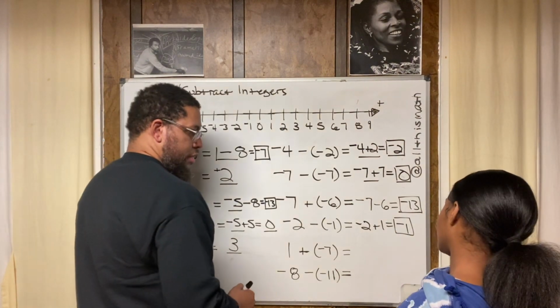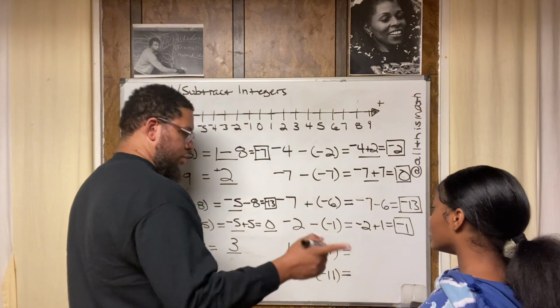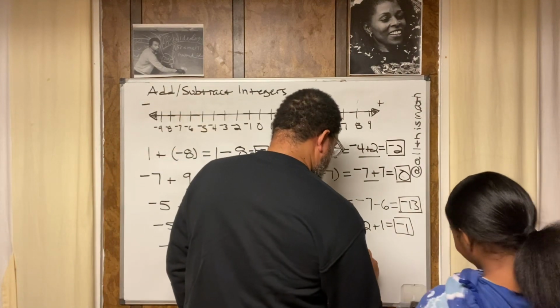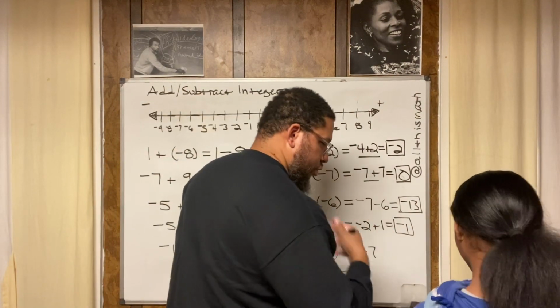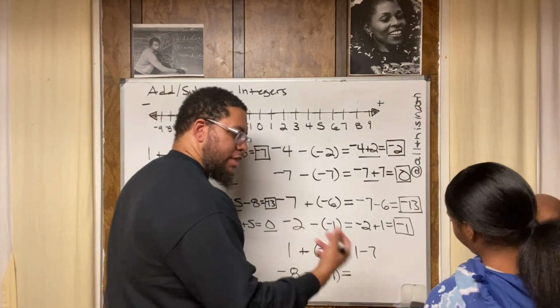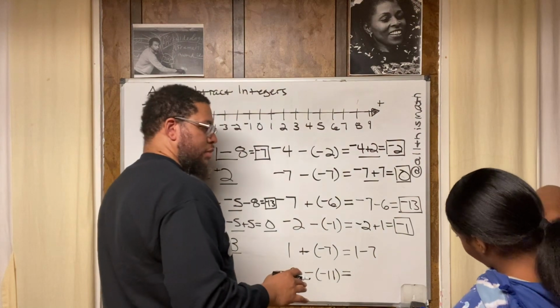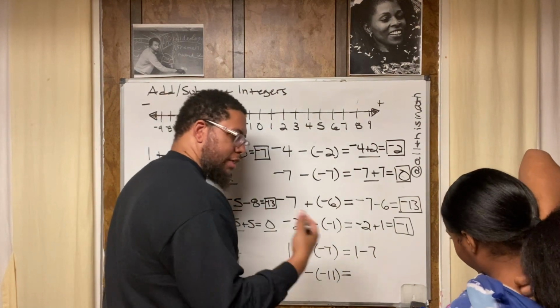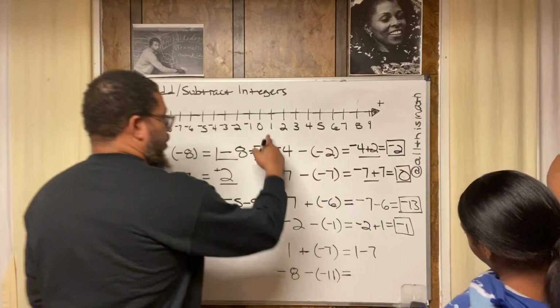1 minus 7. You did it again. You were about to do it again. 1 minus 7. See how I said it? It just flows. 1 minus 7. No pause. No pregnant pause. No slight pause. Just 1 minus 7. So we start at 1, right?